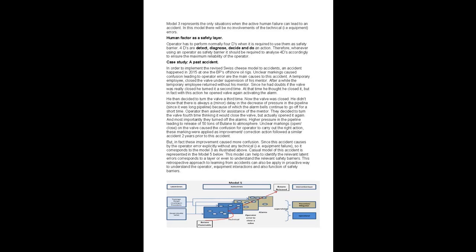They decided to turn the valve a fourth time, thinking it would close the valve, but it actually opened it again. And most importantly, they turned off the alarms. Higher pressure in the pipeline led to the release of 50 tons of butane to the atmosphere. Unclear markings, open/close, on the valve caused confusion for the operator in carrying out the right action.